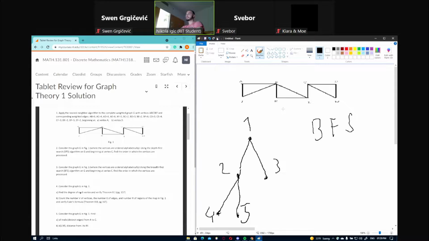Breadth first search is searching by level. What does that mean? It searches 1 2, 1 3, then 2 4, 2 5. So it doesn't do 1 2, 4, 2 5, 1 3. It does 1 2, 1 3, 2 4, 2 5.